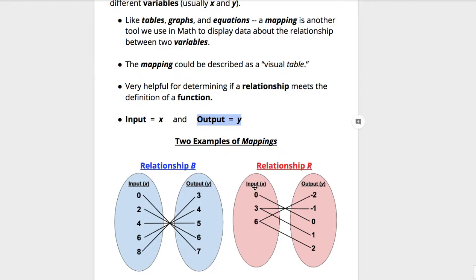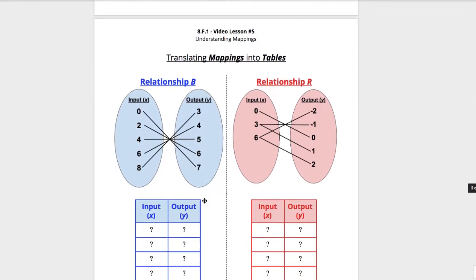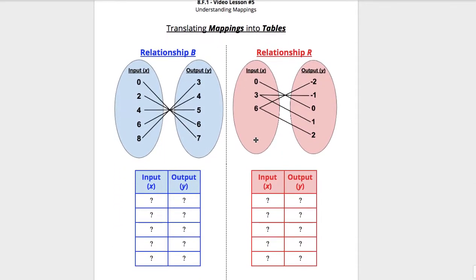We see two examples here of mappings. One's relationship B, one is relationship R, the red one, and we see here lines that go from the input numbers, and those lines connect to different values in the output column or the output bubble. We're going to look at two examples of how you could take these mappings and translate them into a table so we can understand what these mappings are saying.